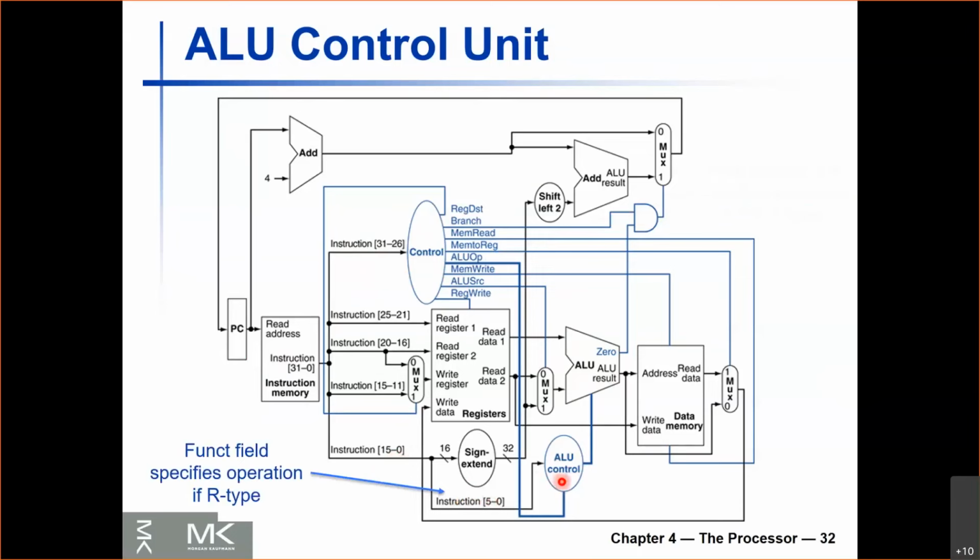to the ALU control. The ALU control unit is going to take a look at ALU op and the funct field if it needs it, and it's going to determine what the ALU operation should be, and it's going to pass that to the ALU. So that's what the ALU control unit does. Any questions? Is everything clear?